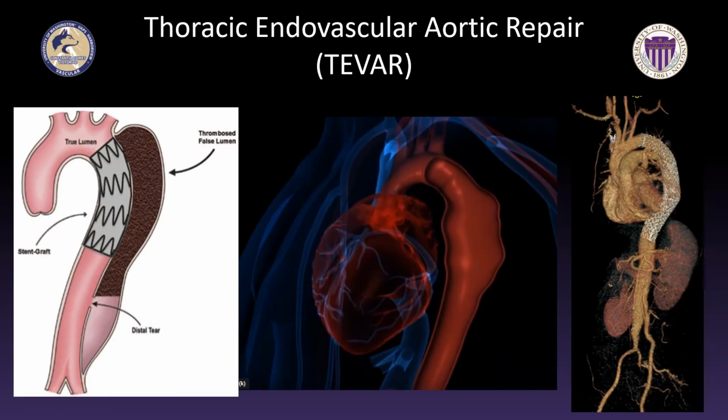So now that we know why we need to take somebody to the operating room in the acute phase of type B aortic dissection, let's talk about how we fix the aorta. In this circumstance, we use something called TEVAR, Thoracic Endovascular Aortic Repair. The concept of this, if you look on the left, is that we are putting a liner in the true lumen, and what that does is that it cuts off the flow to the false lumen and causes the false lumen to thrombose, with the idea that the aorta will, quote, remodel and shrink around the stent graft.